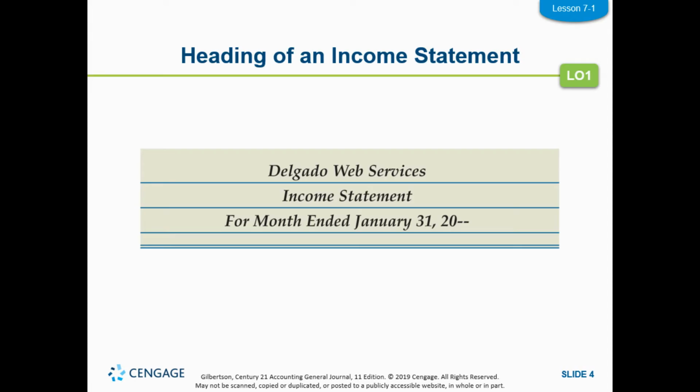When we get to the heading of an income statement, this is where we have to get off to a good start. And again, we are answering the questions who, what, and when in the heading of our income statement or whatever our financial statement is going to be. So we're going to have Delgado Web Services is the who. The what is, this is an income statement. And this is for month ended January 31, 2000, fill in the blank. And notice that our fiscal period here is 1 month.